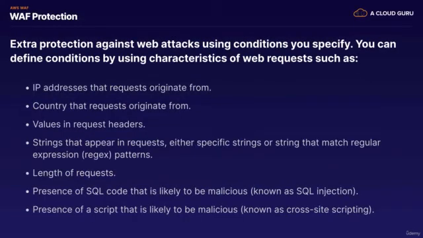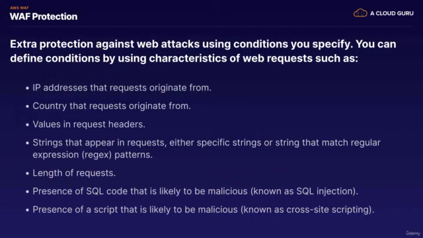In terms of the extra protection that WAF provides, it protects against web attacks using conditions that you specify. You can define conditions by using characteristics of web requests, such as the IP address that it originates from, or the country that requests originate from, and that's a really, really popular exam question. You might have an embargo against some country and you need to block their access to your website. How do you do this? Well, using AWS WAF is definitely one of the correct answers.